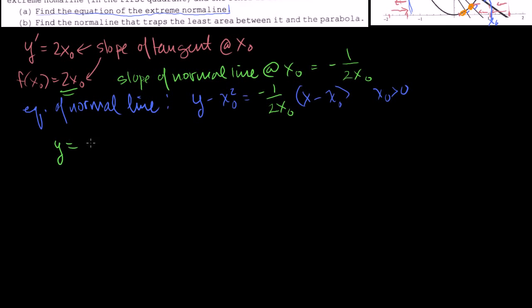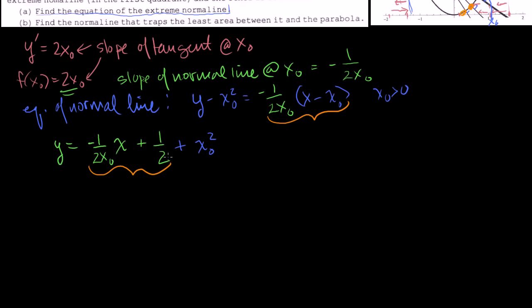I get minus 1/2 x naught times x, and then I have plus, because I have a minus times a minus, plus 1/2. The x naught and the over the x naught, they cancel out. And then I have to add this x naught to both sides. So all I did so far, this is just this part right there. That's this right there. And then I have to add this to both sides of the equation. So then I have plus x naught squared.